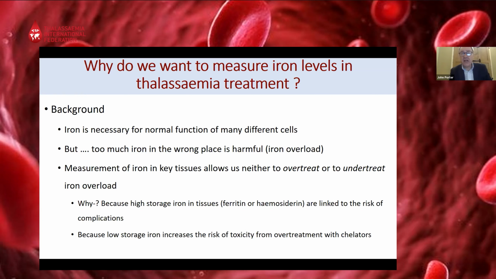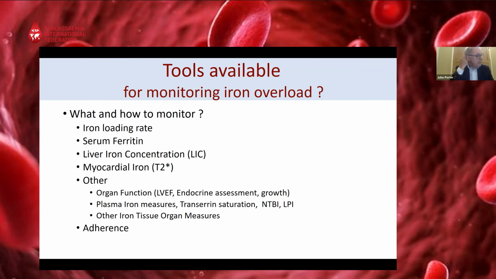But with Exjade now, we need algorithms, and we need to monitor patients so that we don't give too much treatment. And it's not as simple as it seems. High storage iron in tissues is linked to the risk of complications, and low storage iron increases the risk of toxicity from overtreatment with chelators, or at least some chelators. And so for treating, we're talking about transfusion-dependent thalassemia at the moment.